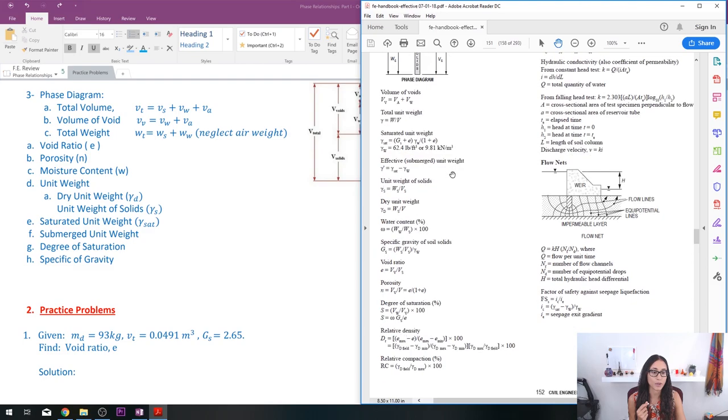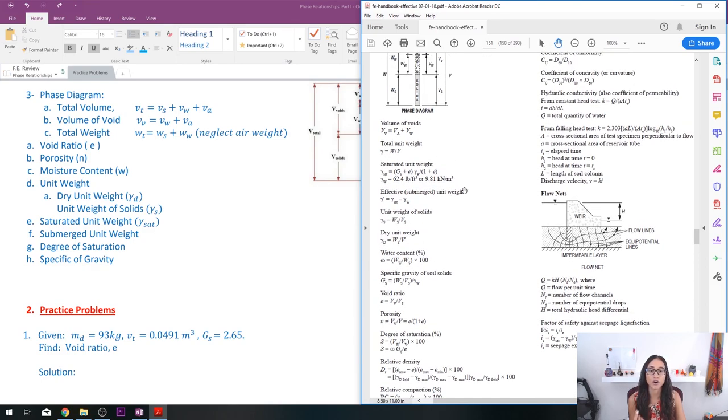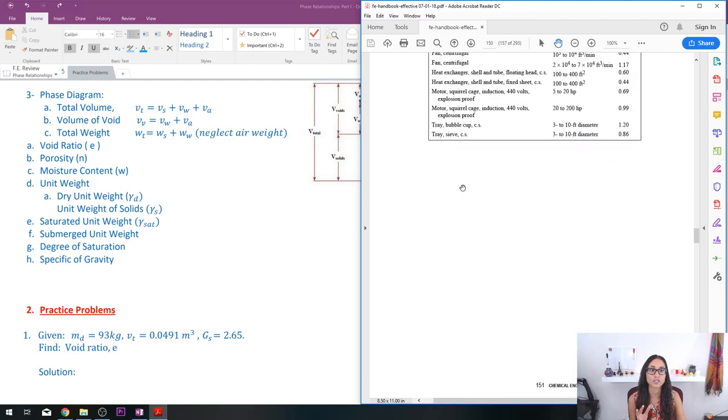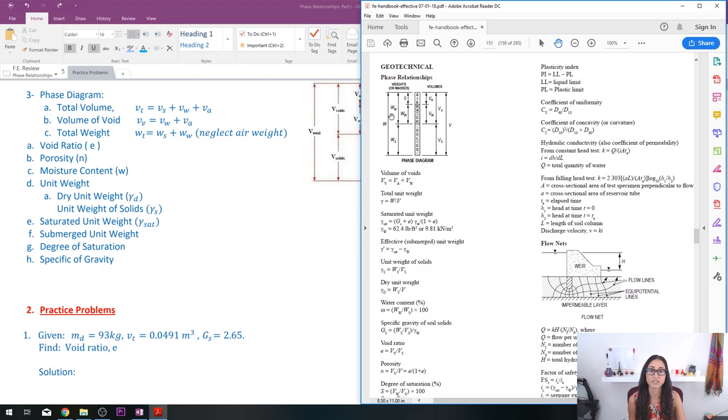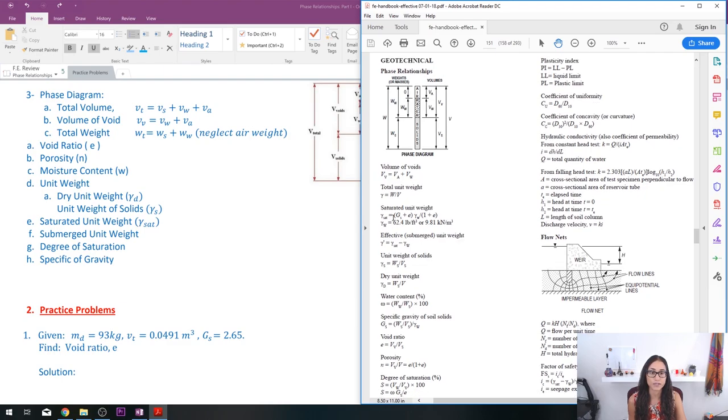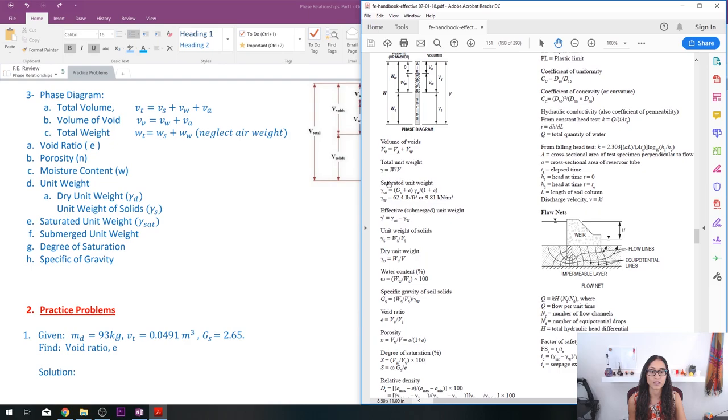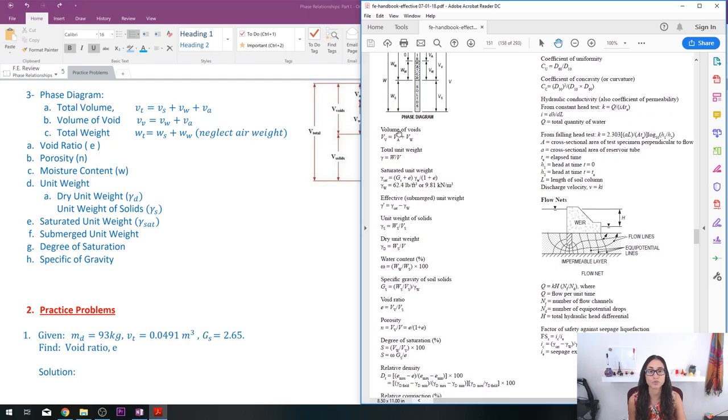Now, if you go to page 151 on the NCS handbook, you will see the first thing under civil engineering, you have geotechnical, and this is where you have all your phase relationships. So we have the volume, this is the diagram, this is the same as what we have here, very similar. Then we have the weight, total unit weight, we have the saturated unit weight. So all these equations right here for these terms are all here. And then you are going to be using this a lot in your FE exam because you will get a lot of questions on this. I myself got about 5 questions on this. So make sure you do a lot of problems and make sure you remember where the equations are.